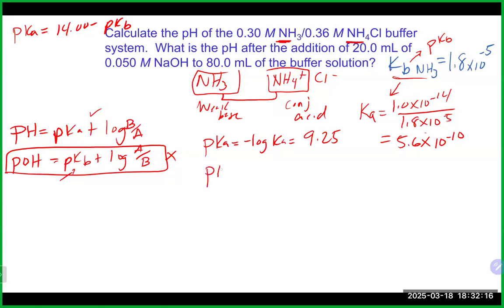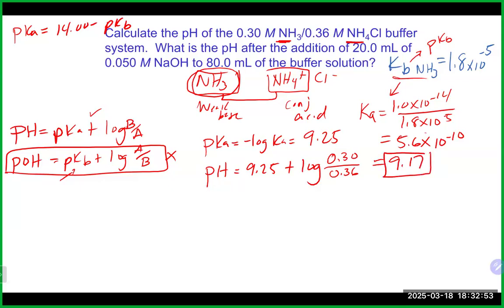So we have our pH. I can go with 9.25 plus the log. Again, we want to make sure we get the base over the acid. Once again, the NH3 here is our base, so that should be 0.3 over 0.36. I can use the molarities here because I haven't added anything to it, right? I'm just looking at what the pH of the buffer is. We haven't added volume. And if you do that, we will open up with a pH of this buffer of about 9.17. That's our opening pH here.